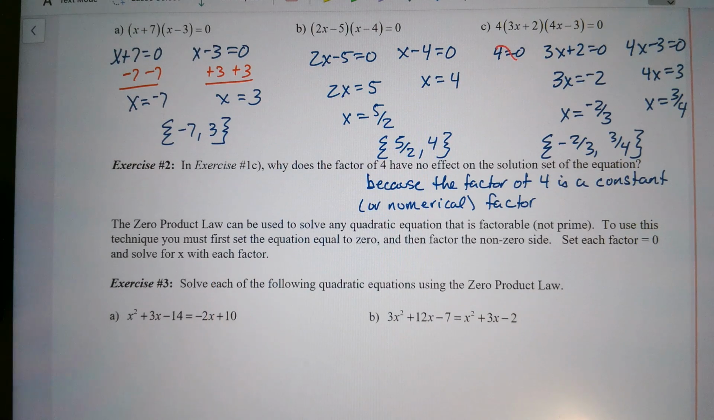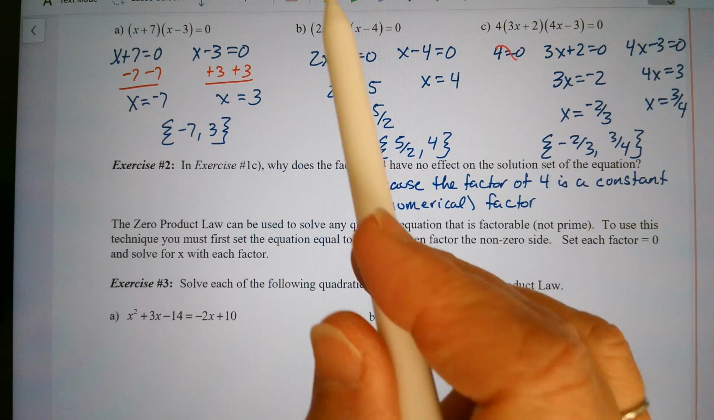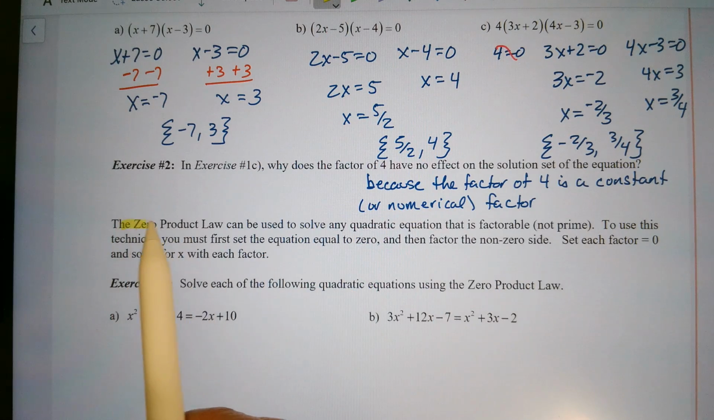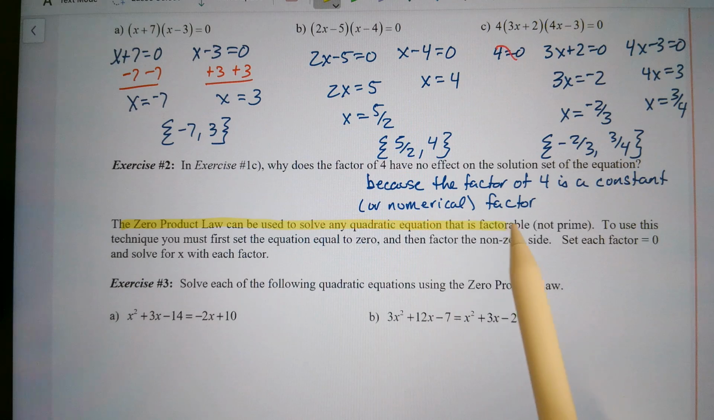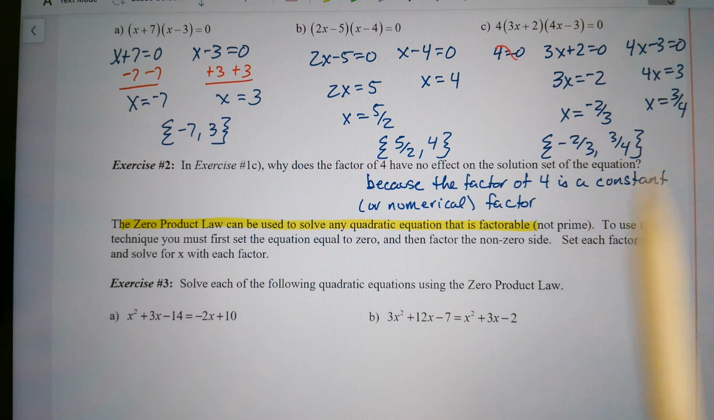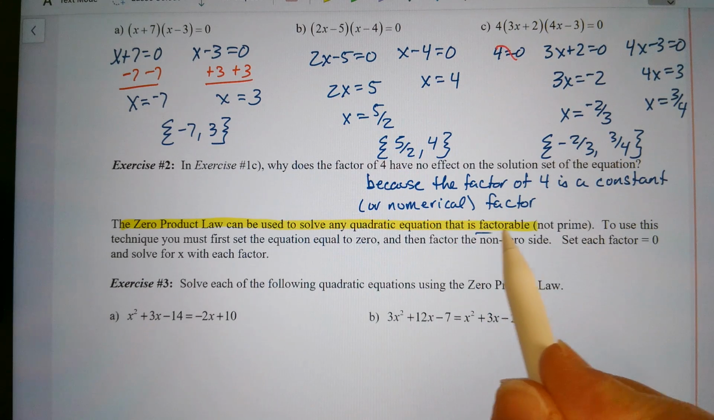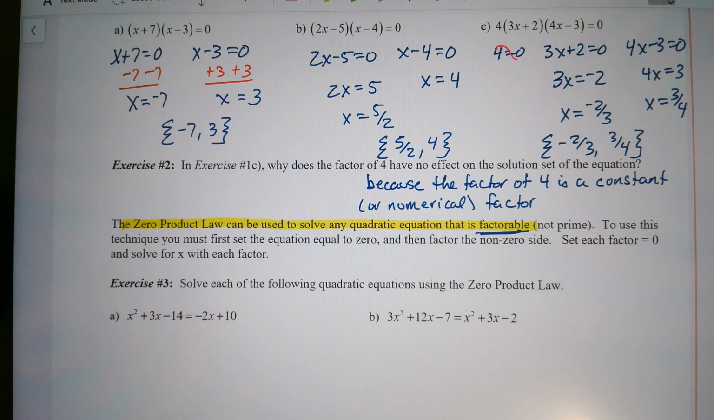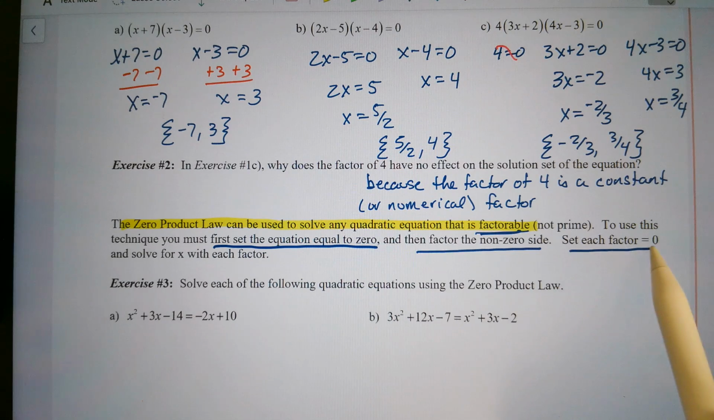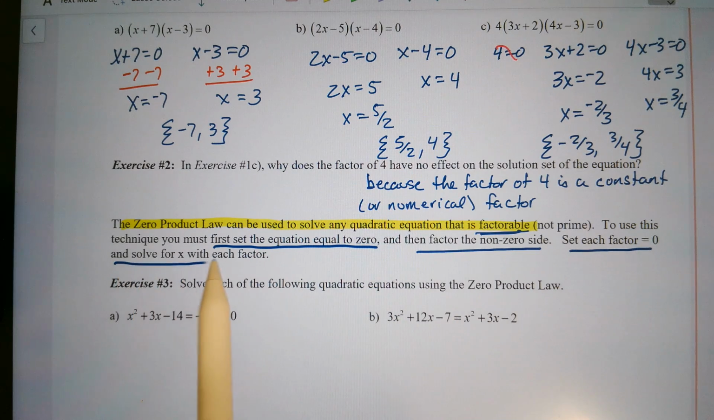The zero product law can be used to solve any quadratic equation that is factorable. To use this technique, you must first set the equation equal to 0. Then factor the non-zero side, and then set each factor equal to 0 and solve for x with each factor.